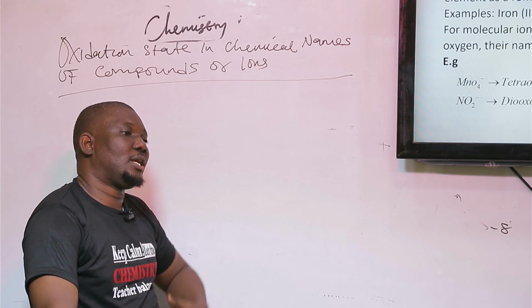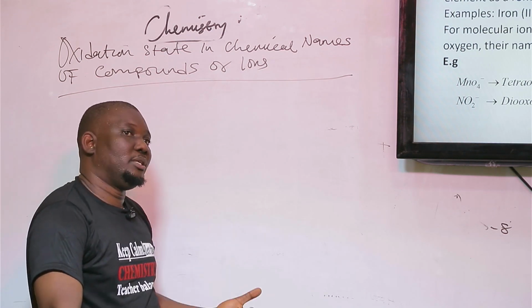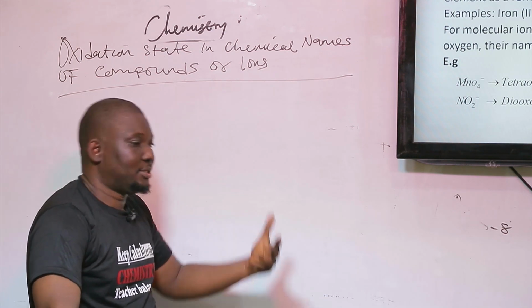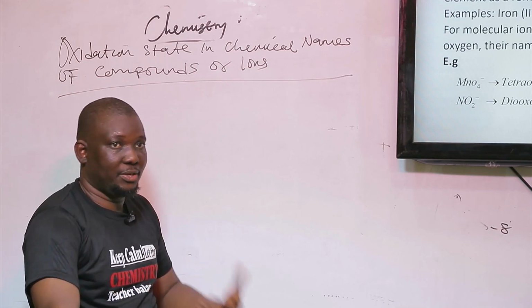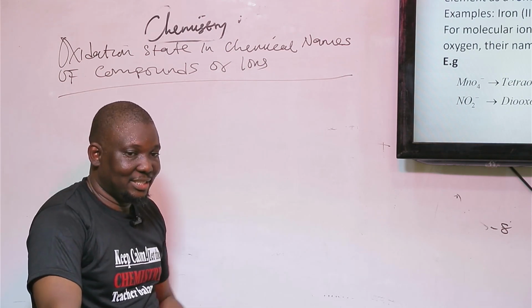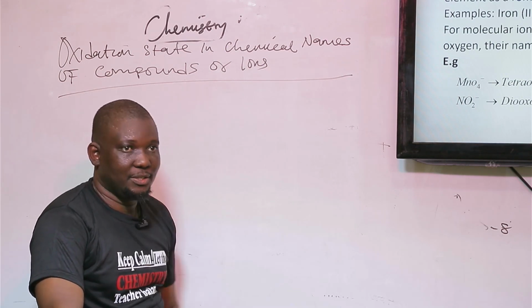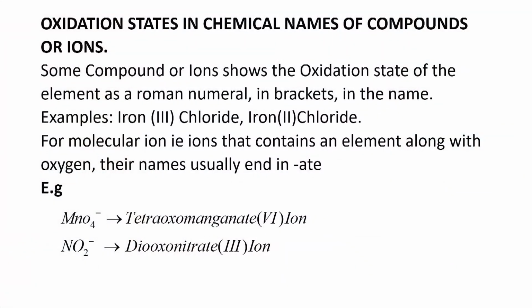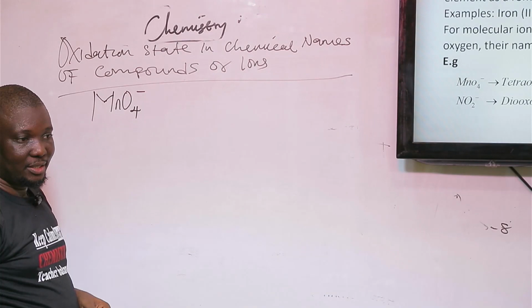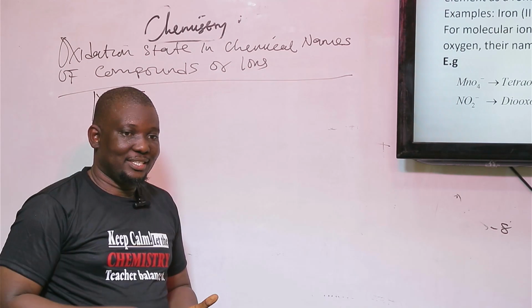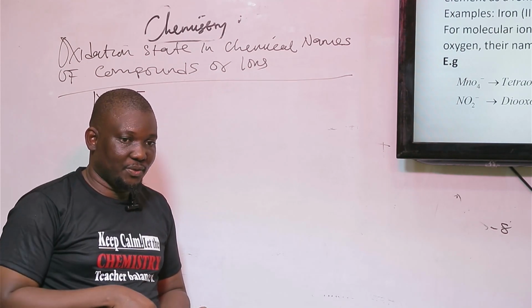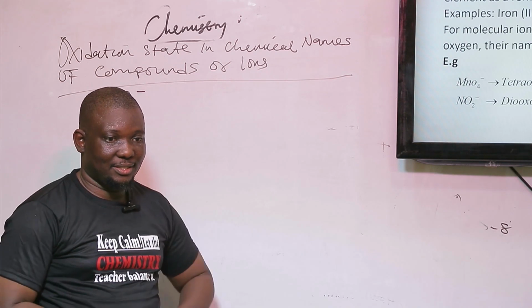For molecular ions, those containing oxygen atoms, their names usually end in -ate. For example, I have MnO4 minus. These are molecular ions. How do we name this compound? The oxidation state of manganese here is written in Roman numerals and in parentheses.